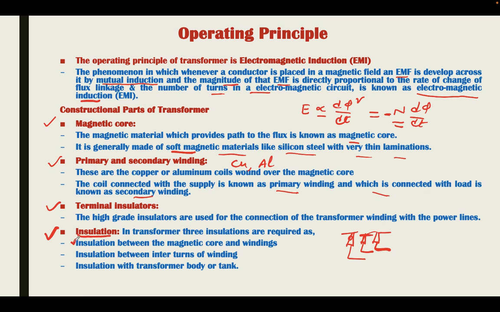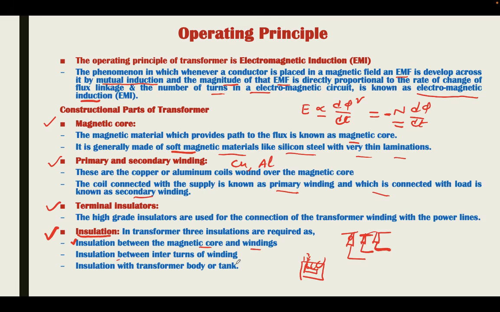Now, we need to provide insulation between the magnetic core and the winding. Suppose this is the core of the transformer and the windings are placed at this part. Because the winding has some current and potential applied across it, we do require insulation between this core and winding. This is the first part.